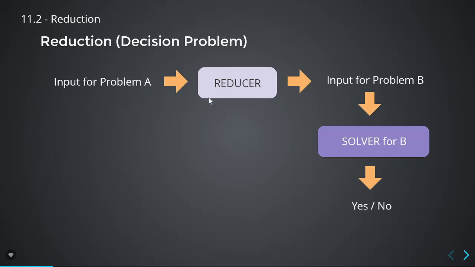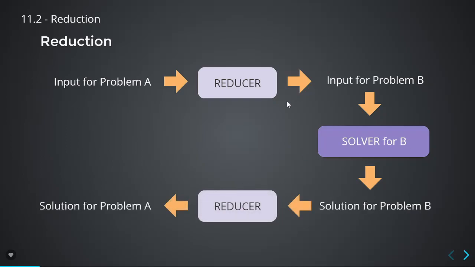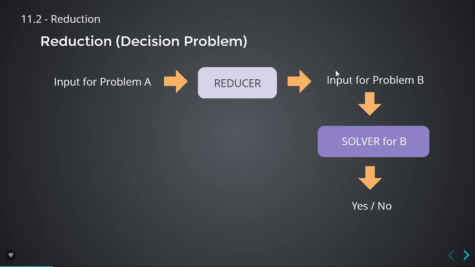Well, if your problem only needs a yes or no as the solution, then if I can reduce problem A to problem B and plug it into the solver, it's only going to give me yes or no anyway. So why do I need to send it back to A? Why do I need to do the round trip back to A? So it really is quite simple.